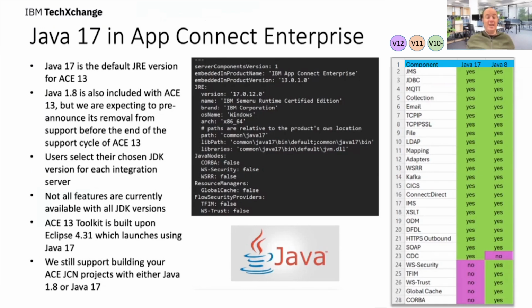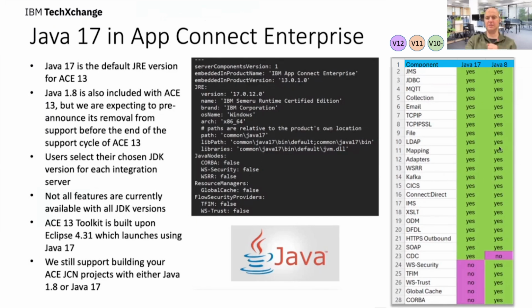So we added Java 11 support in version 12 in one of the later fix packs, I want to say 12.0.8 or one of the modern releases. And so you could choose to use Java 8 or Java 11. And indeed, if you were using the CDC node, you had to use Java 11. But now in ACE 13, we've removed Java 11 and we've brought everything up to Java 17. So if you create a new node, a new server, it's going to use Java 17 by default. And for most people, that's going to be okay, but not for everyone.